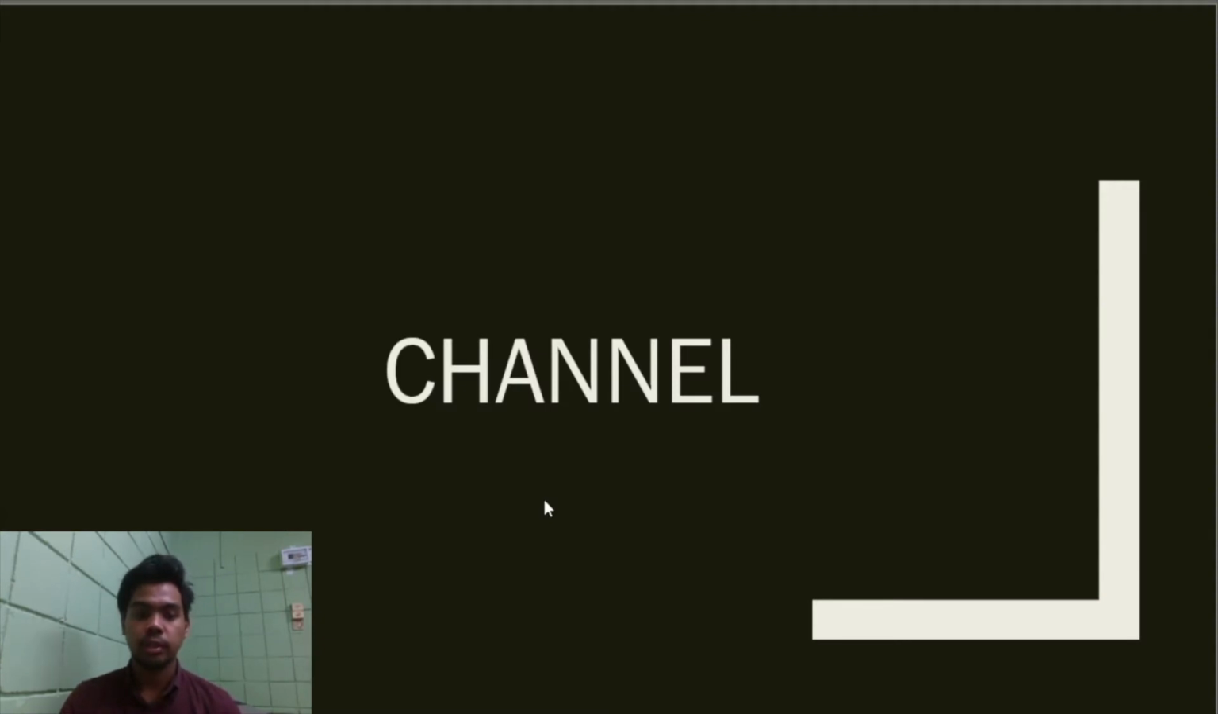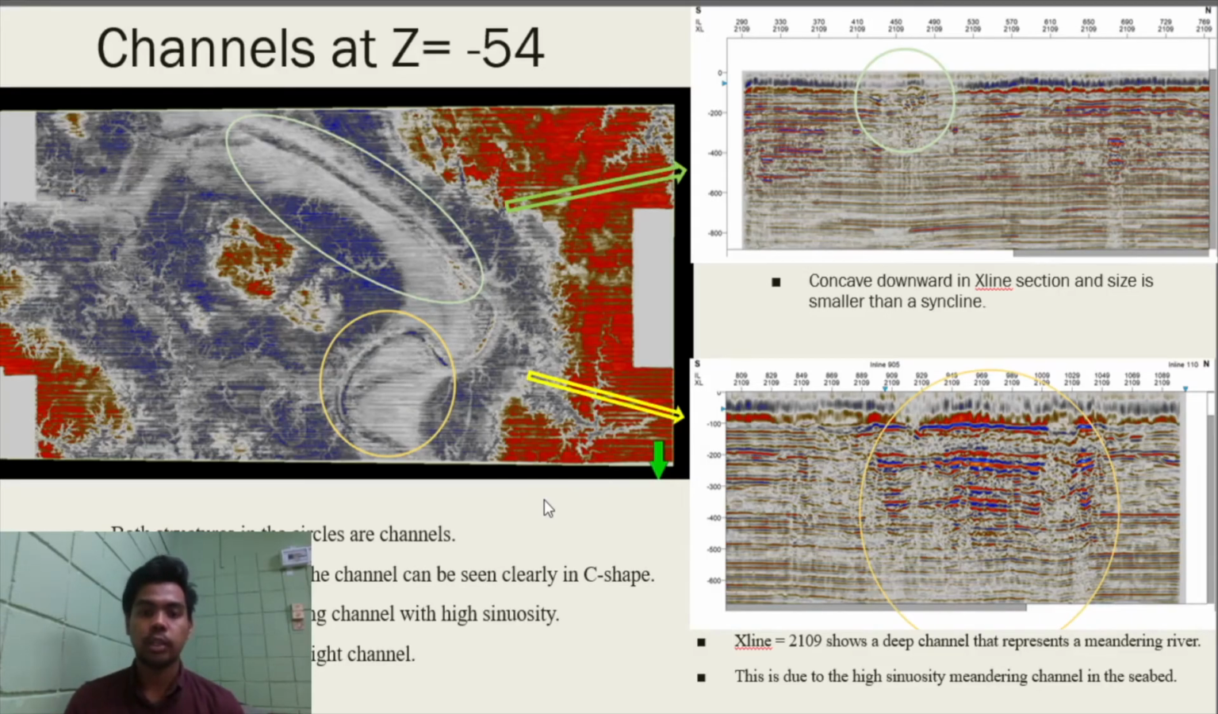Next are the channels. Viewing the time slice at z equals -54, we found channels, which are represented by the green circle and the yellow circle. Both structures in the circles are actually channels. The meander shape of the channel can be seen clearly in the C shape or the horseshoe shape. The yellow circle is the meander channel with high seismicity, and the light blue circle is the straight channel.